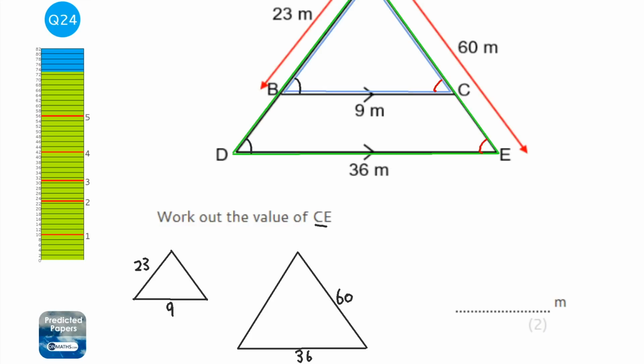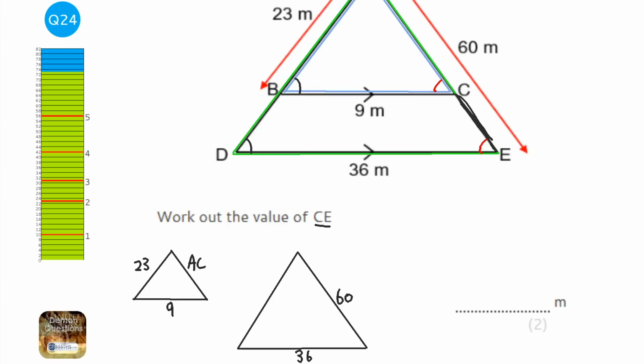Okay, now we're asked for the value of CE, which is this bottom length here. That's the bit we're trying to find. But I'm going to ignore that, and I'm going to work out what AC is. The reason for that is if I know AC, I can take it away from 60 to work out CE, because I know the total distance is 60.